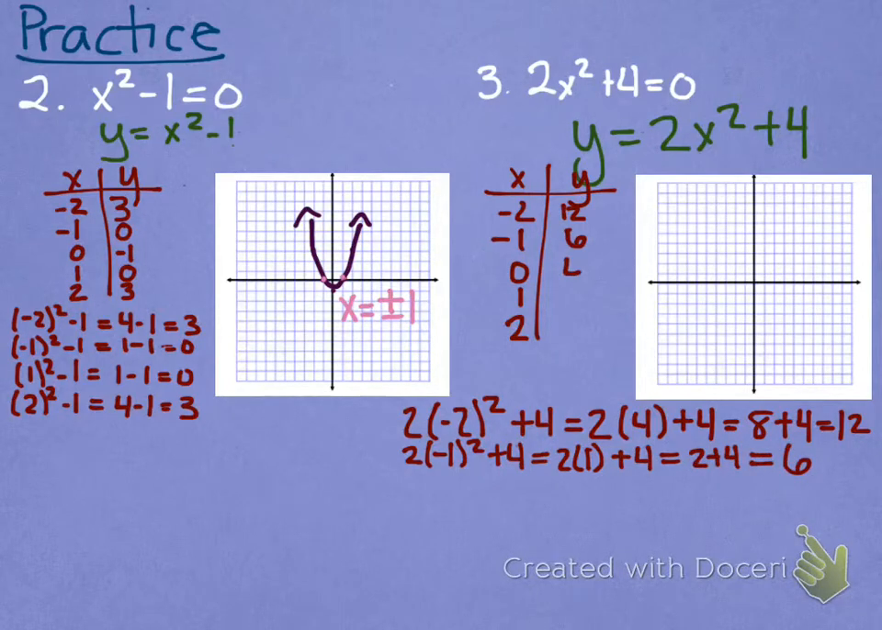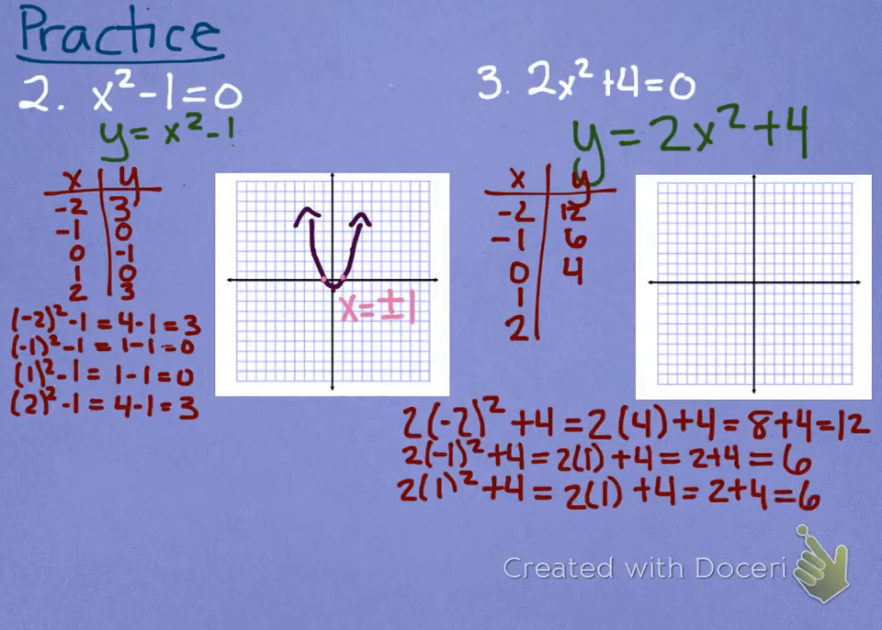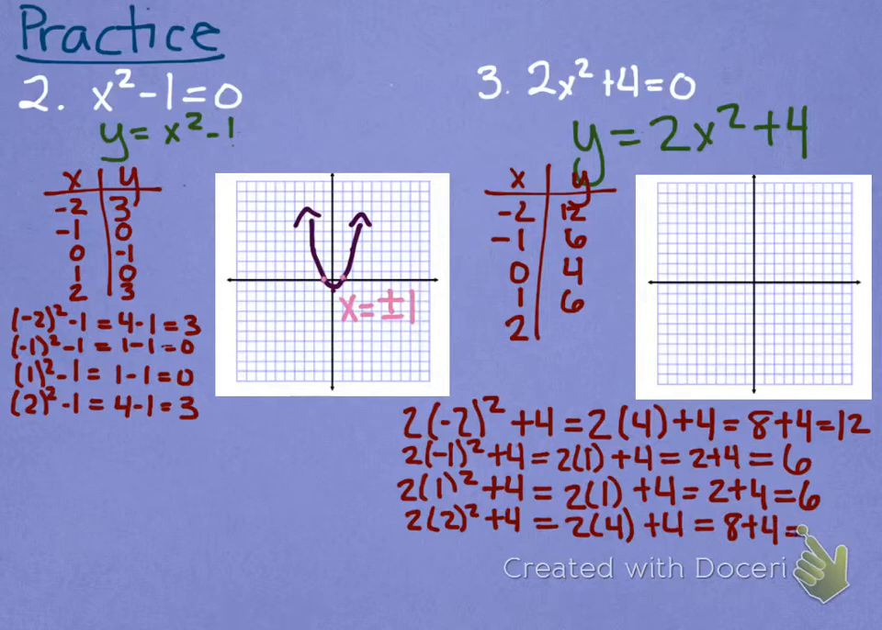Then with my 0, plugging in 0 for x takes away our first term, so we're just left with 4. Then I plug in 1 and 1 squared. And then I get 2 times 1 plus 4 equals 2 plus 4, which is 6. And then finally I plug in 2 to get 2 times 2 squared plus 4 equals 2 times 4 plus 4, which is 8 plus 4, which is equal to 12.